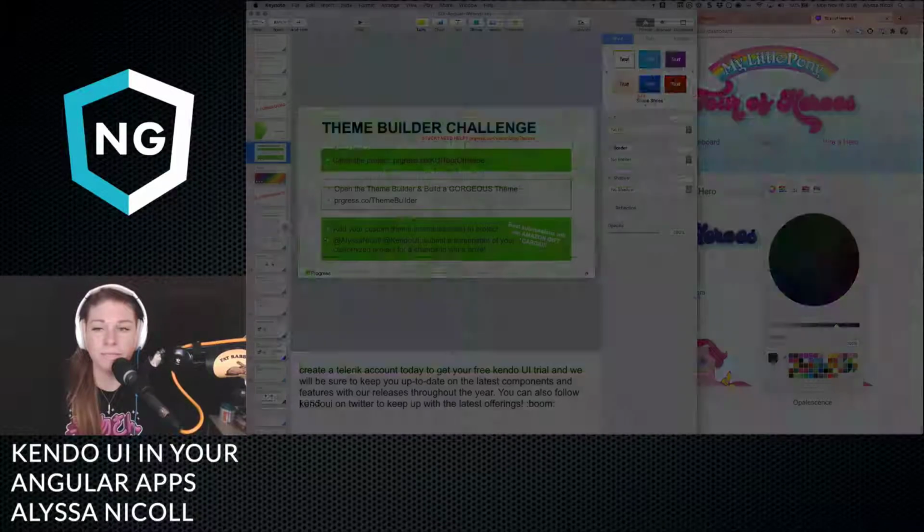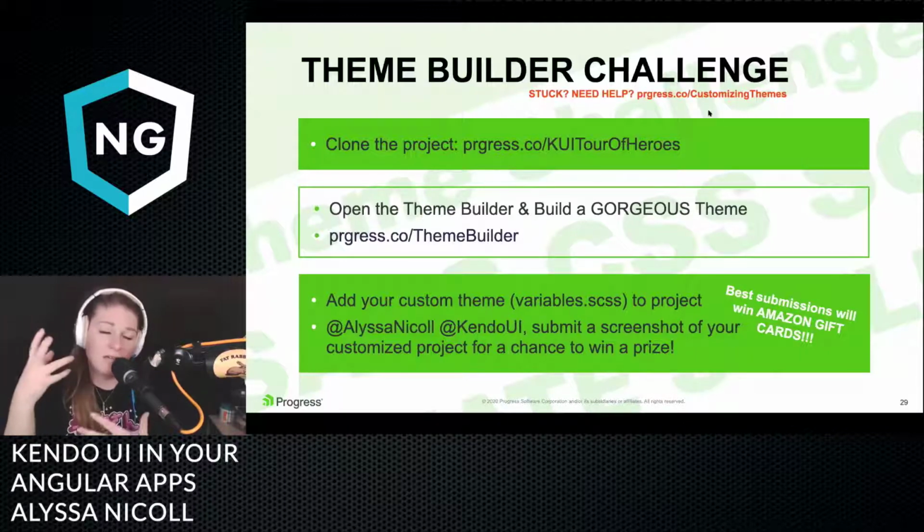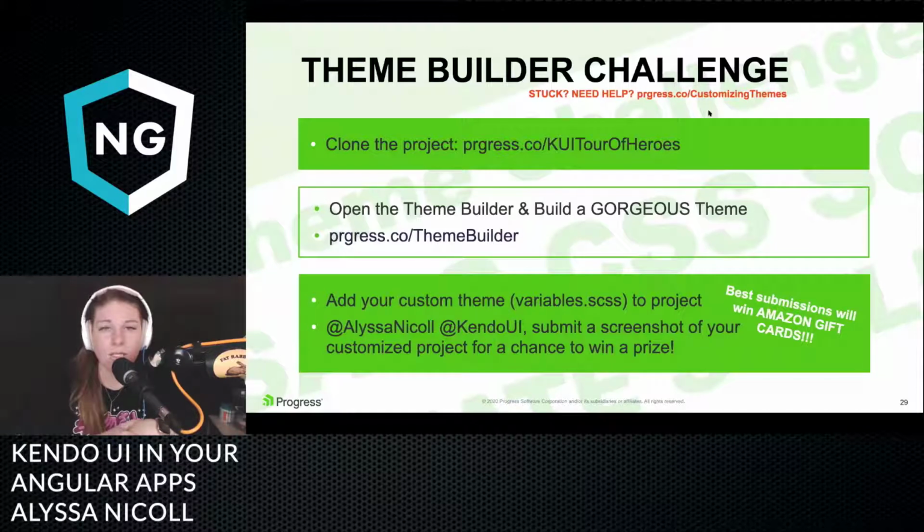Save, press play. So yeah, add your custom theme, the variables.scss, to the project. You don't have to do it the way that I did it. You can do it any way that you want. You just have to get the theme working, and then make a screenshot where I can see the theme is working. I know there's not a ton there. Maybe open the drop down and screenshot that, or you can go ahead and add something in.